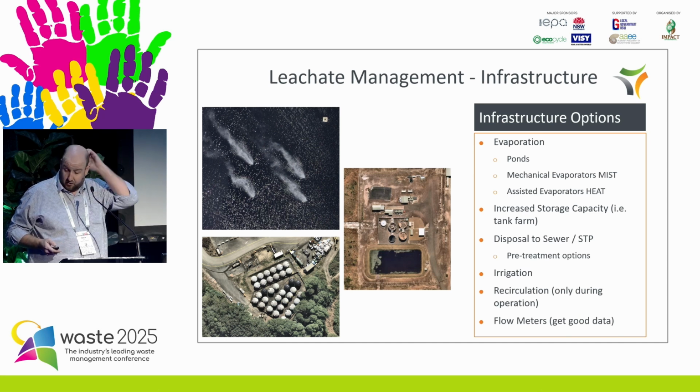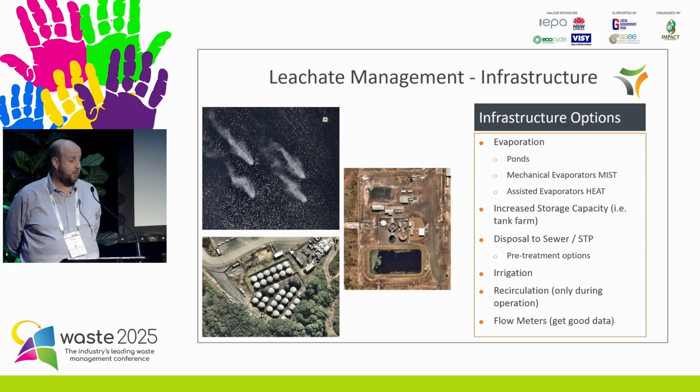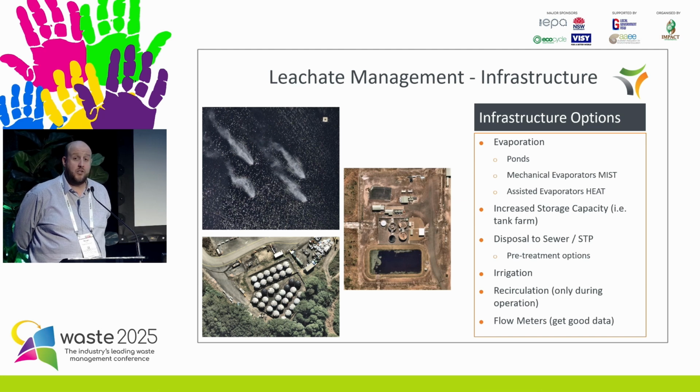Infrastructure. Look, it varies across Australia, and it varies internationally too. Of course, I came to Australia for the sunshine, and it's there. Evaporation is definitely an option, but we will talk about the difference between evaporation and storage: ponds, mister systems, various things, even heating the leachate just to assist with evaporation. There are other areas where evaporation is not going to work, and even sites that are constrained. You might be thinking about tanks or farms for storage, and then there are disposal options through to sewer, sewage treatment plants or wastewater treatment plants, and some pre-treatment options, and also irrigation and recirculation, which we'll touch on as we go through the presentation.